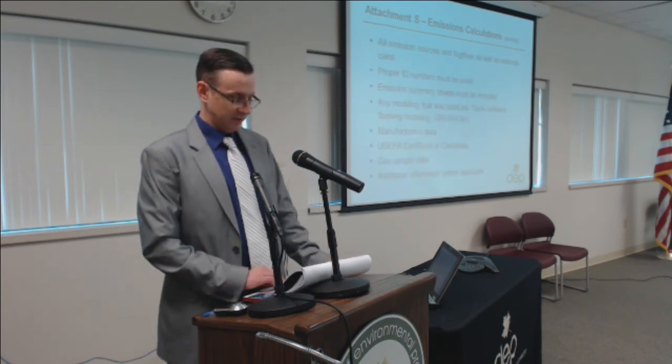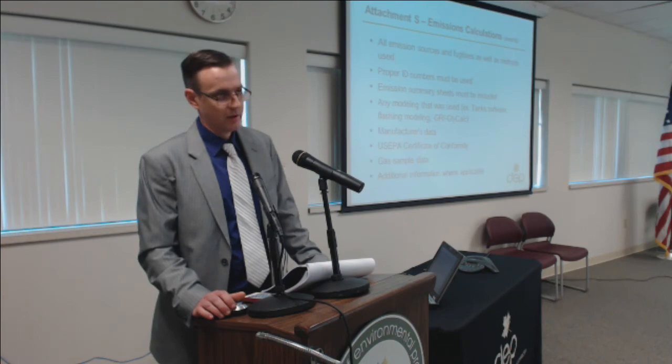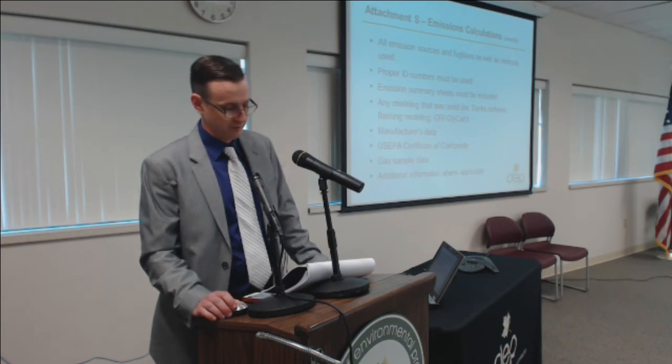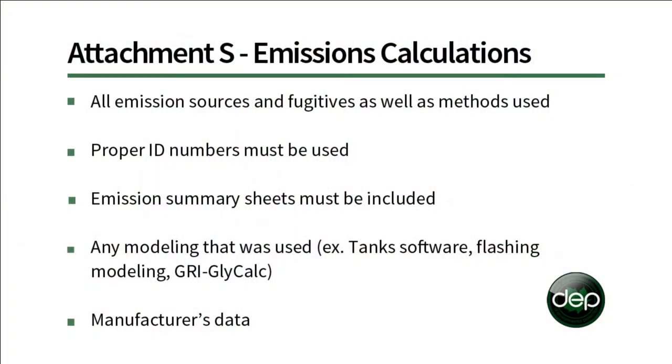The emission calculations need to include all the emission sources and the fugitive emissions at the facility and the methods that you utilized in performing those calculations. You need to make sure that the ID numbers match up with what was in attachment I, which is the emission units table. So like if engine 1 you indicate as EN1, on the form for the calculations you need to put EN1 so it's clear that they match up.